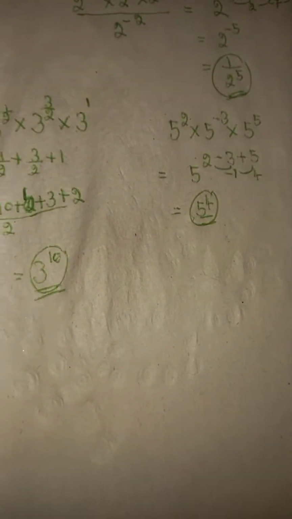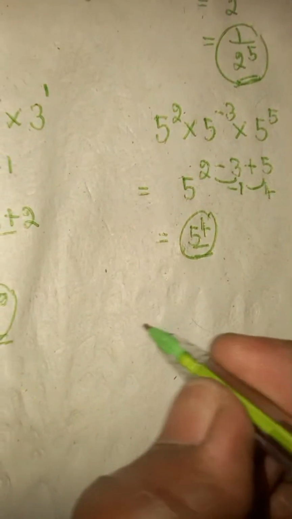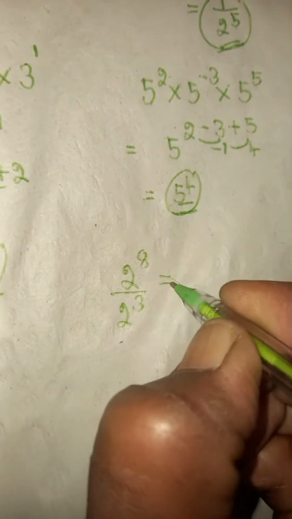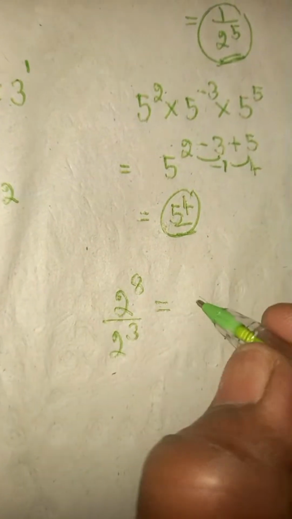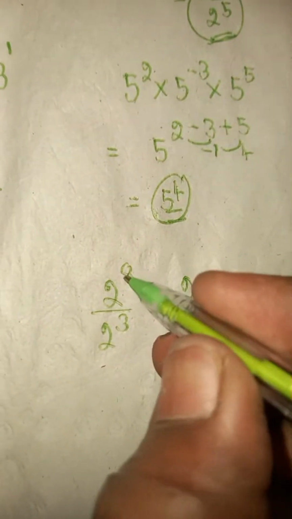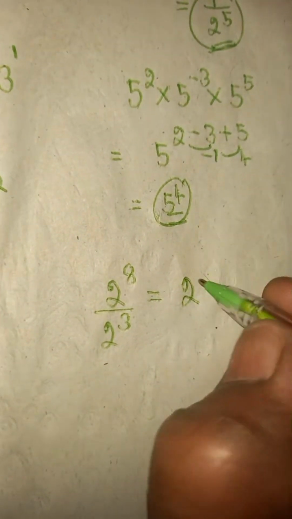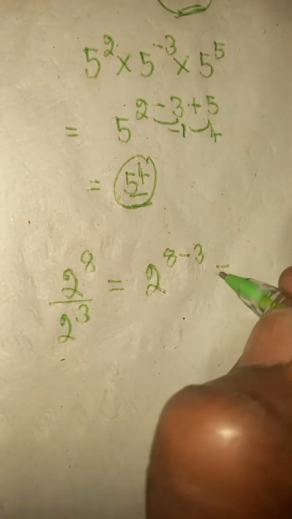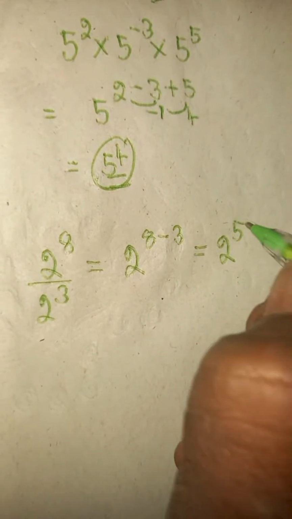Now let's take this number, that is 2 power of 8 divided by 2 cube. In both of them 2 is the common base, so take 2 as the common base. Numerator power minus denominator power, that is 8 minus 3, and you're going to get 2 power of 5. This is the complete form of it.